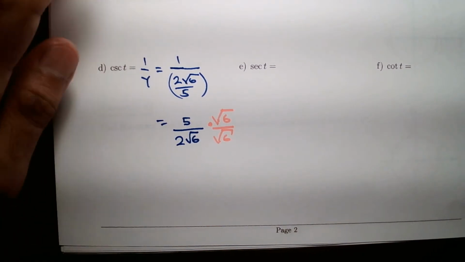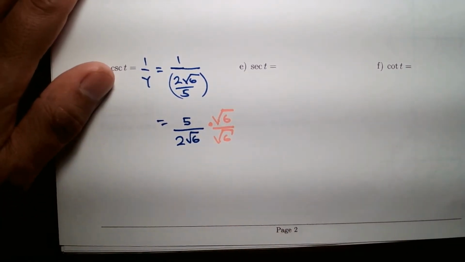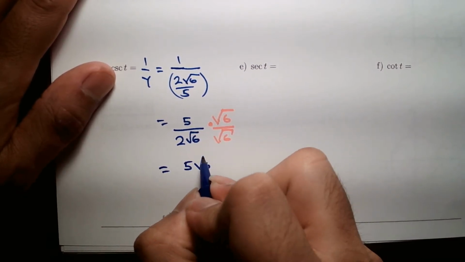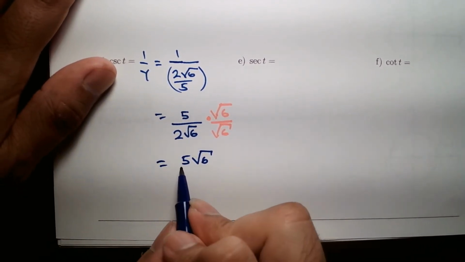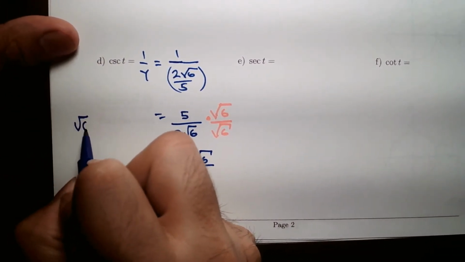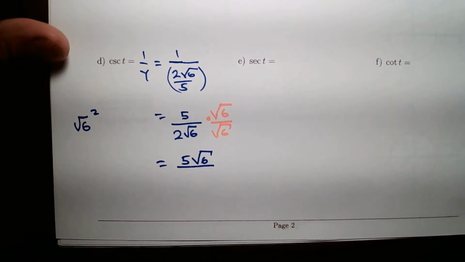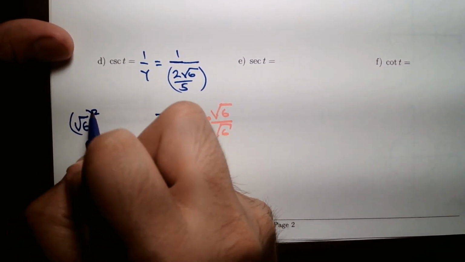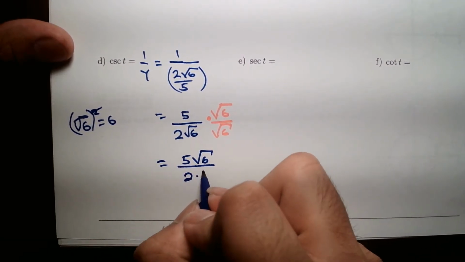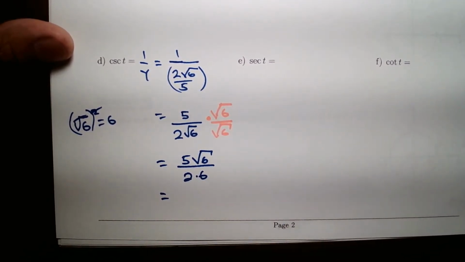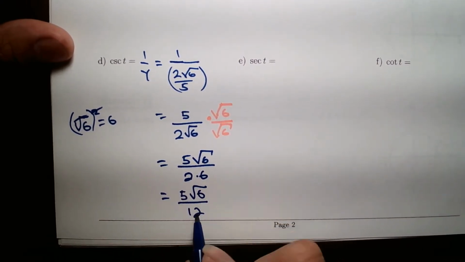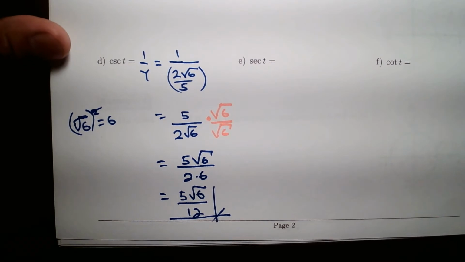So what's going to happen here? Well, this is going to be 5 times the root of 6, which is 5 root of 6. And then square root of 6 times the square root of 6 is square root of 6 squared. But when we square a square root, this cancels. That becomes a 6. So that's going to be 2 times 6, which equals 12. Final answer for this guy.